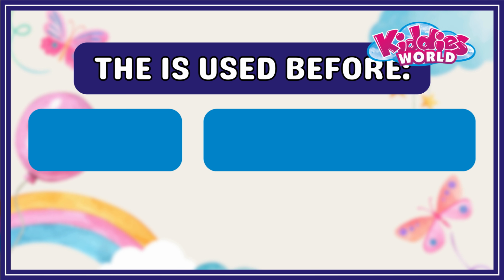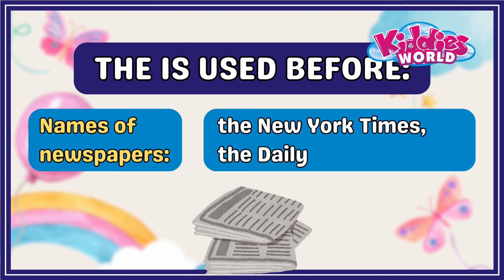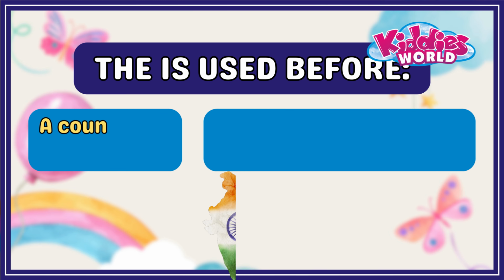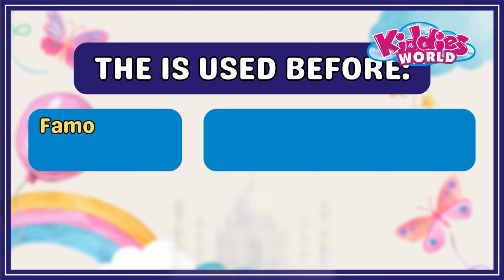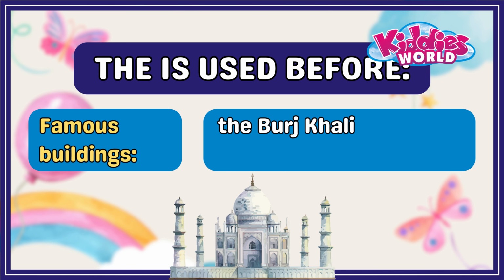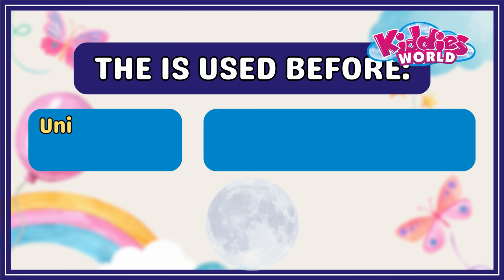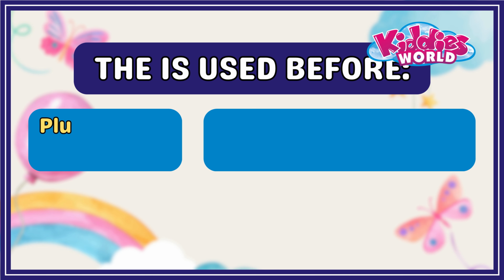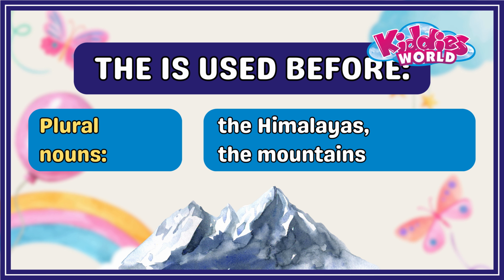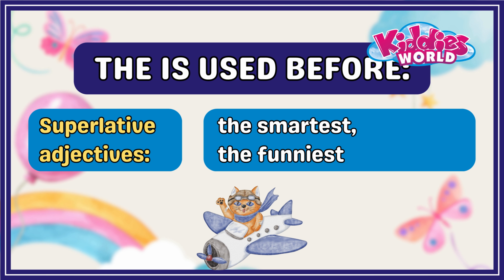The is used before names of newspapers, the New York Times, the Daily Mail. A country's citizens, the Germans, the Indians. Famous buildings, the Burj Khalifa, the Taj Mahal. Musical instruments, the piano, the guitar. Unique objects, the moon, the sun. Plural nouns, the Himalayas, the mountains. Superlative adjectives, the smartest, the funniest.